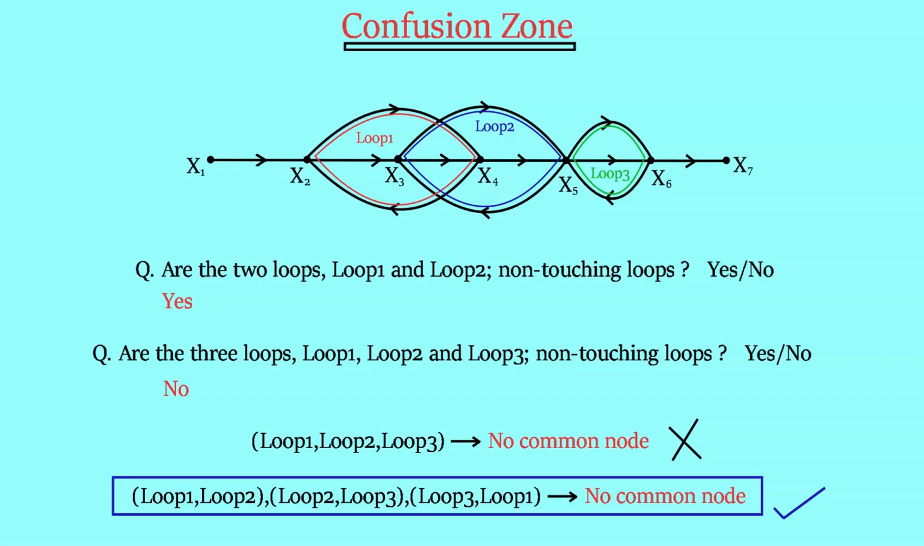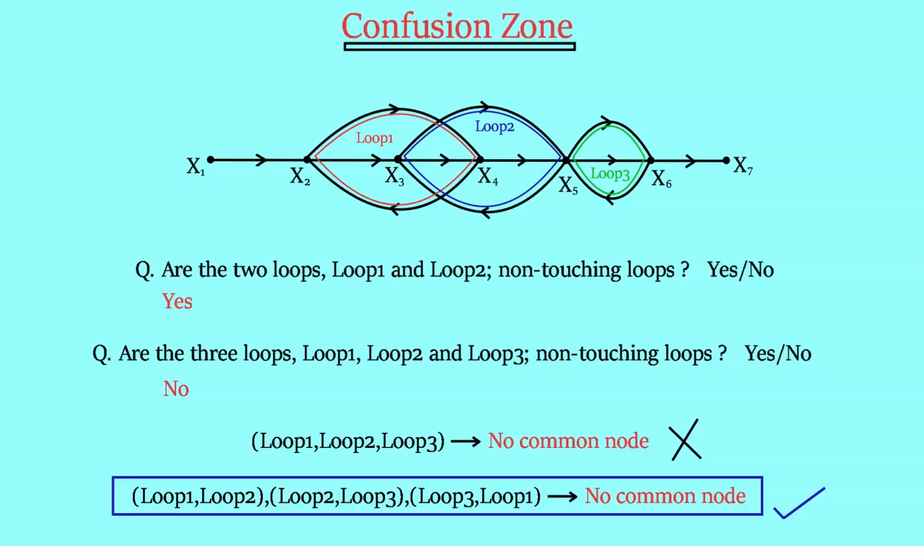You have to check all three combinations: loop 1 and loop 2, loop 2 and loop 3, and loop 3 and loop 1. The pairs of these loops also must not have any common node. Only then can we say the three loops are non-touching loops. But since x5 is common to loop 2 and loop 3, we cannot say loop 2 and loop 3 are non-touching loops, and for the same reason we cannot say the group of three loops is non-touching.